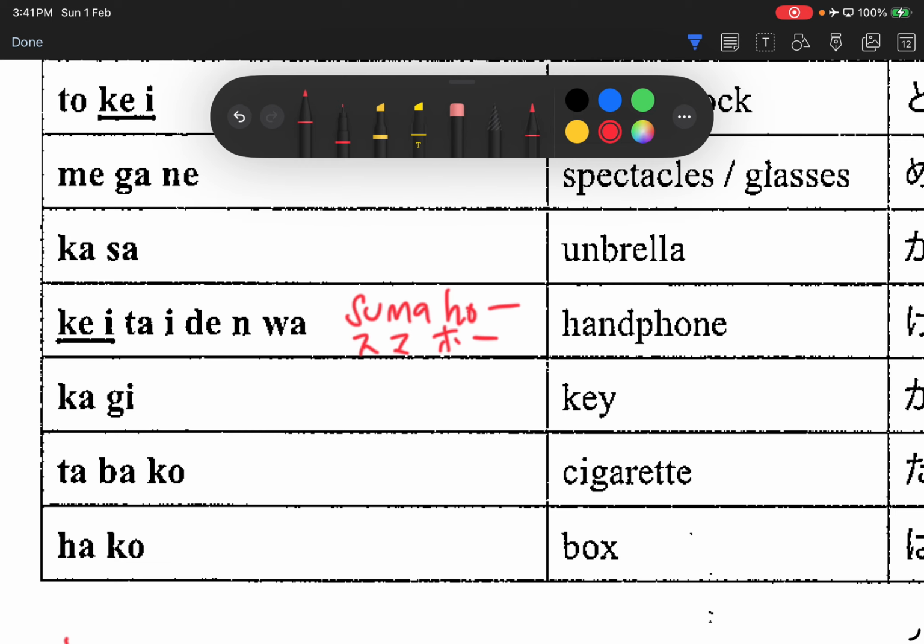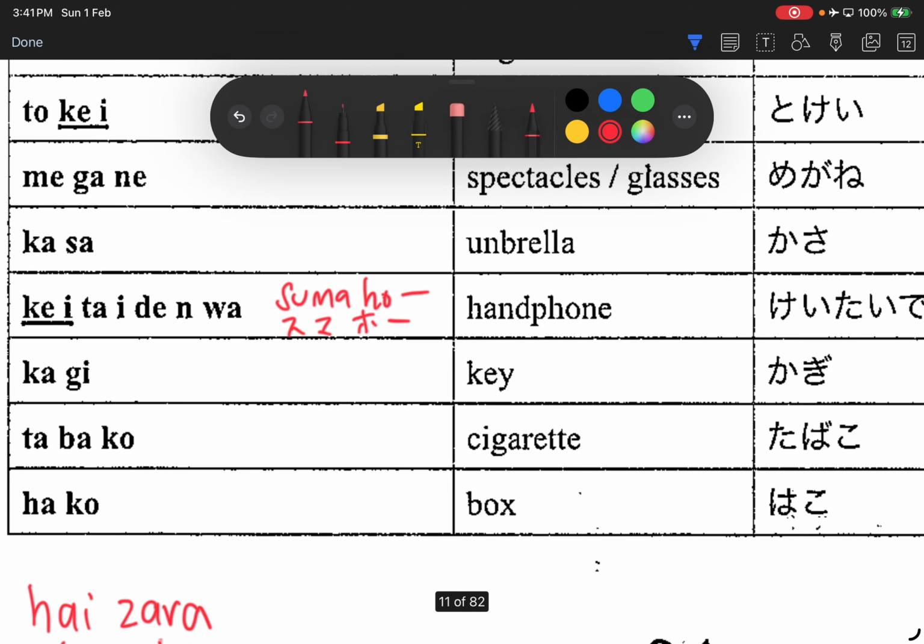Keitai means portable, handheld. So in English we say handheld phone. So keitai means handheld, denwa means phone. Handheld phone short form means handphone. But nowadays handphone is the one with the buttons. Nowadays people don't use handphone anymore. People use smartphone. Right? So the modern Japanese people will say sumaho. Or you can just say denwa. People know denwa is like phone.